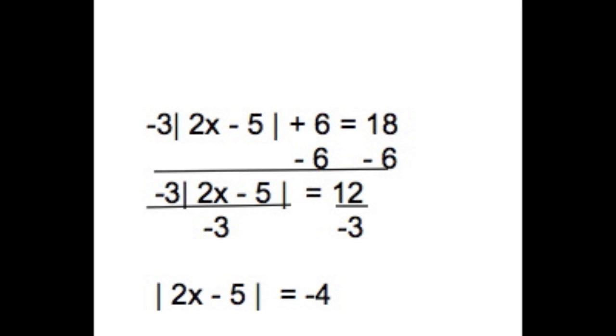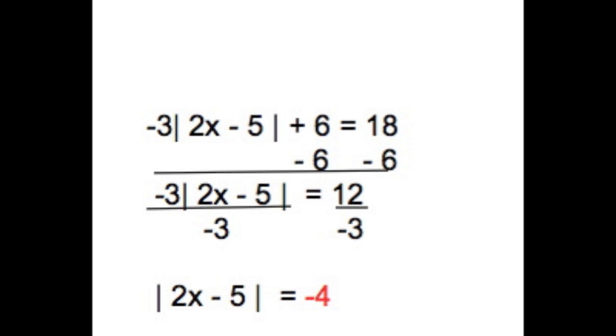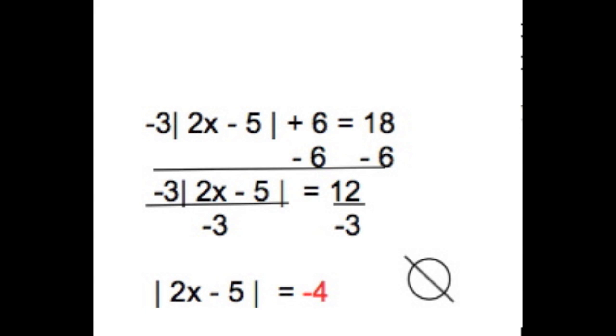So we are left with just our absolute value expression, the absolute value of 2x minus 5, equals -4. So because our absolute value expression is equal to a negative number, we know there's no solution.